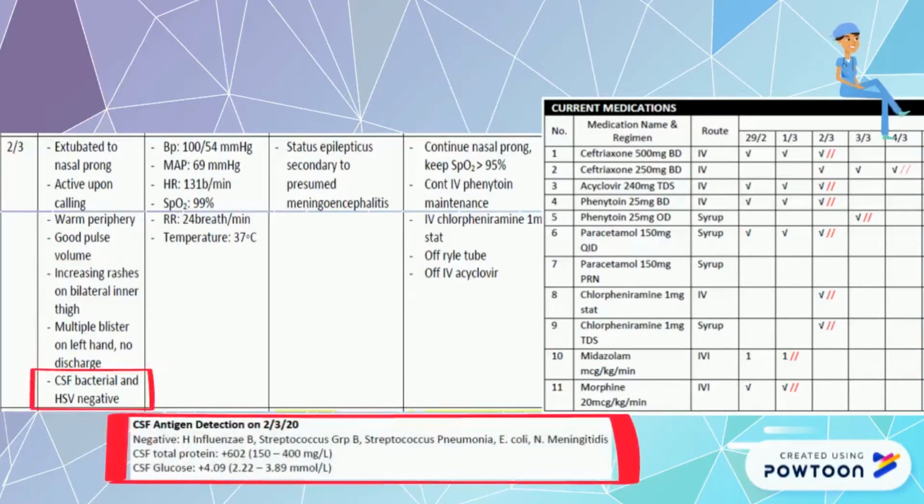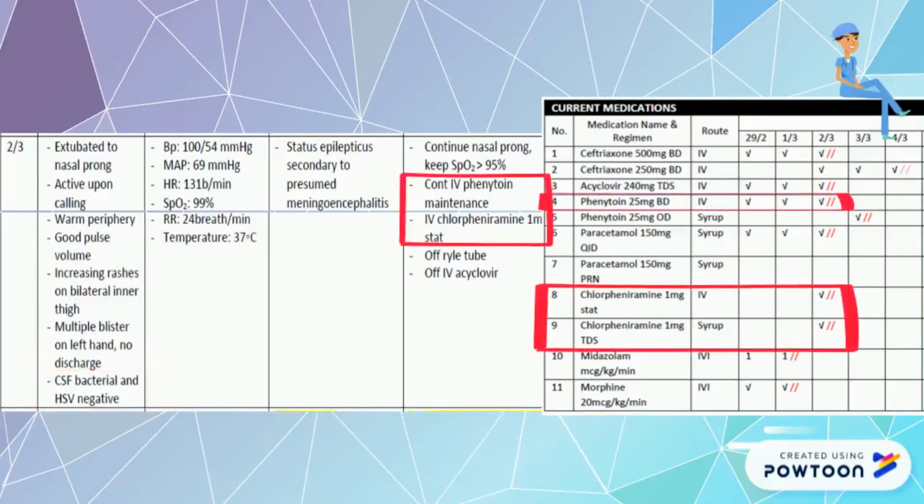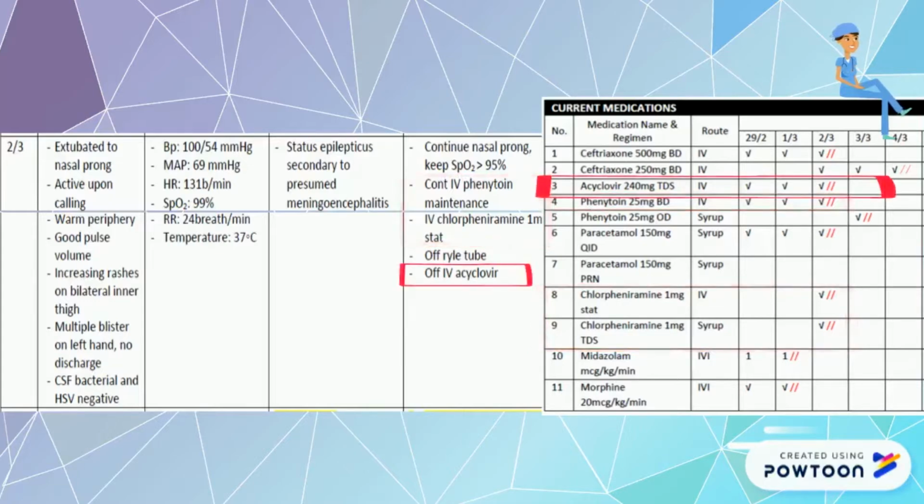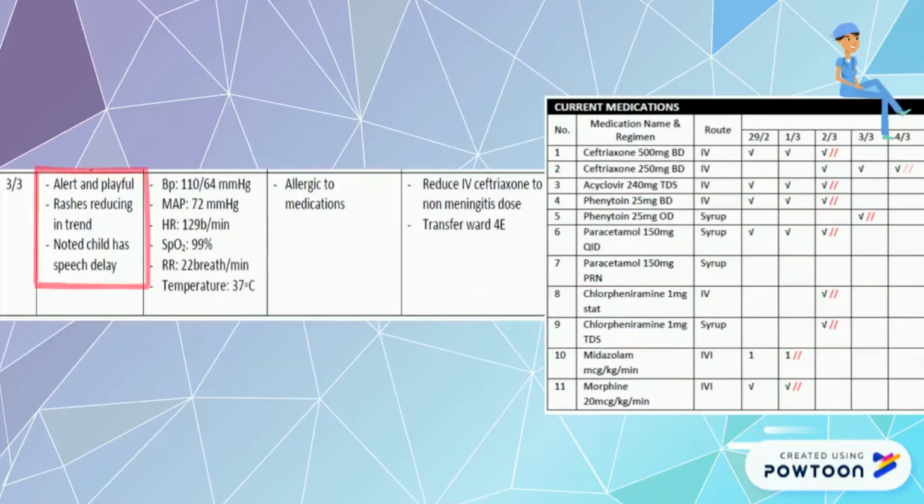His CSF protein and glucose were found to be high. He was continued on maintenance phenytoin and given IV chlorpheniramine. He was off on acyclovir. On the 3rd of March, the patient was alert and playful with his rashes reducing in trend. He was noted to have speech delay and allergy to medication. His IV ceftriaxone and phenytoin dose were reduced.